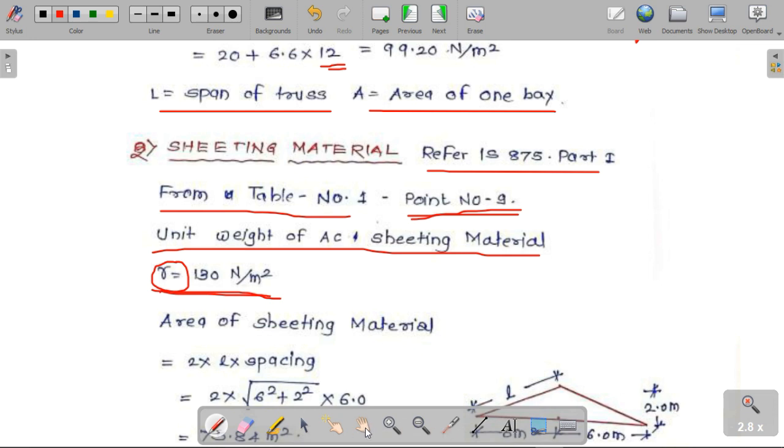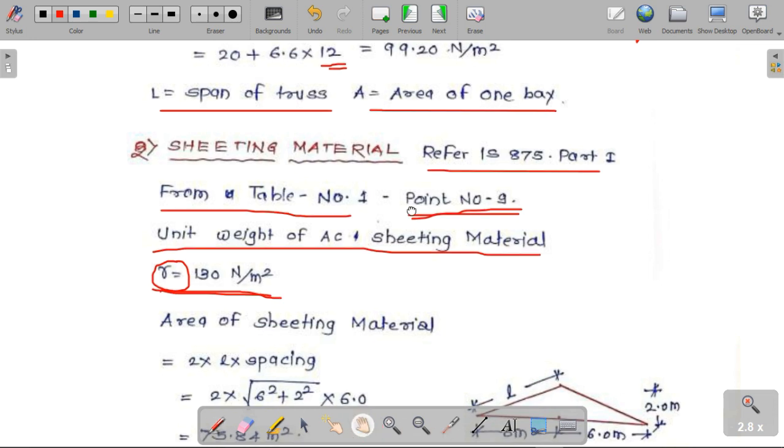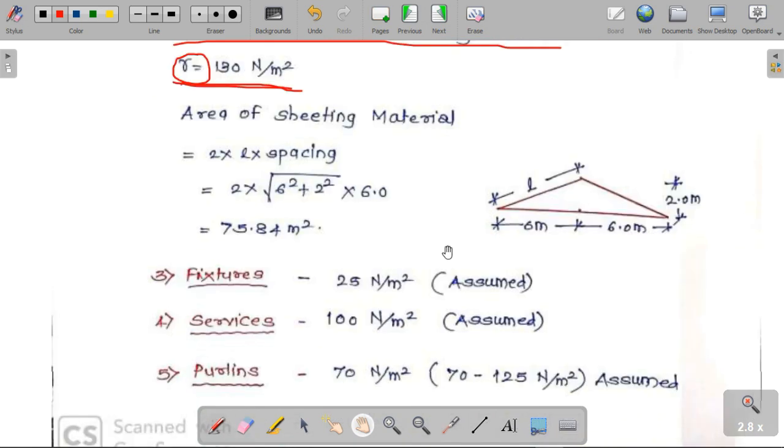So now considering this, we'll try to calculate the area on which the sheeting material is to be laid. So the sheeting material is to be laid along the inclined length or the sloping side of the truss. So this is the inclined length that you need to calculate. We know the span is 12 meters, so half of that will be 6 meter. The rise is 2 meter.